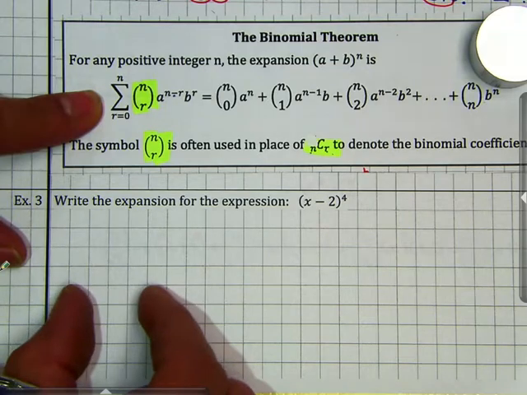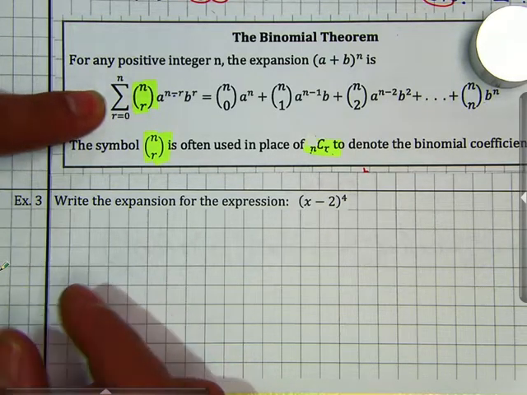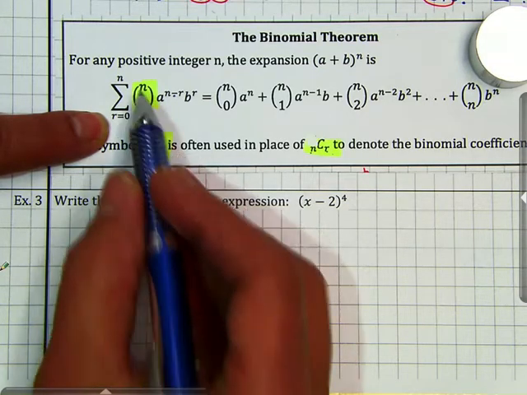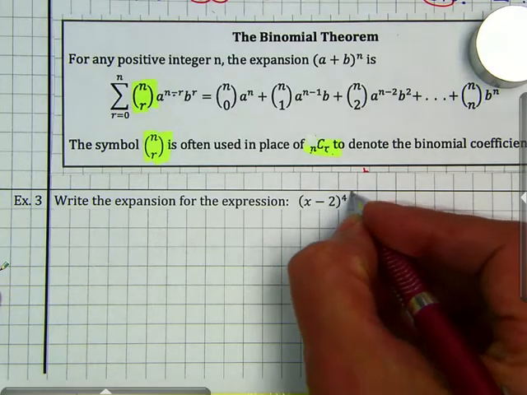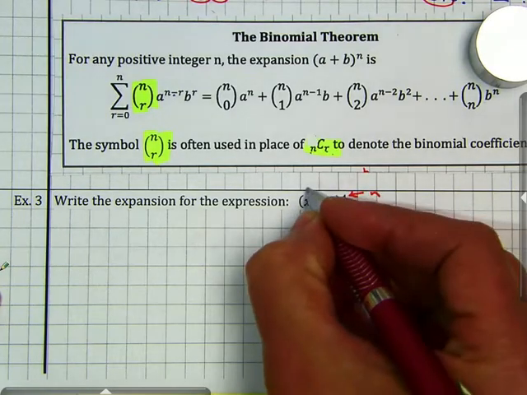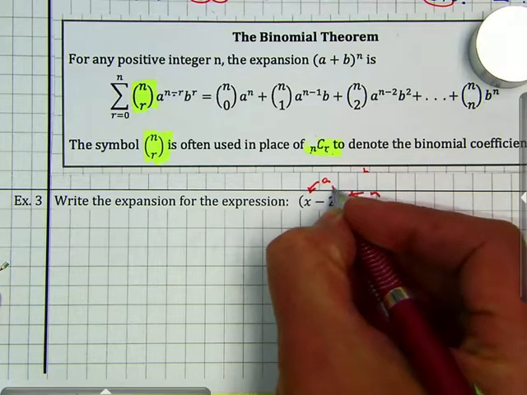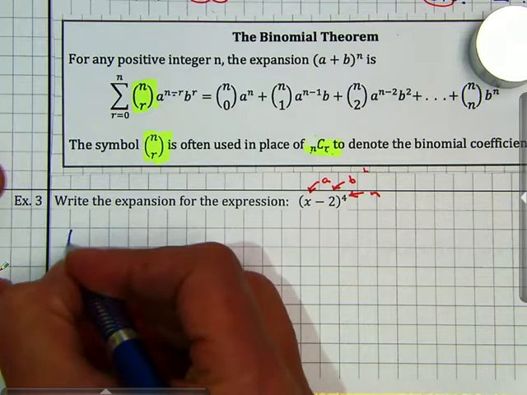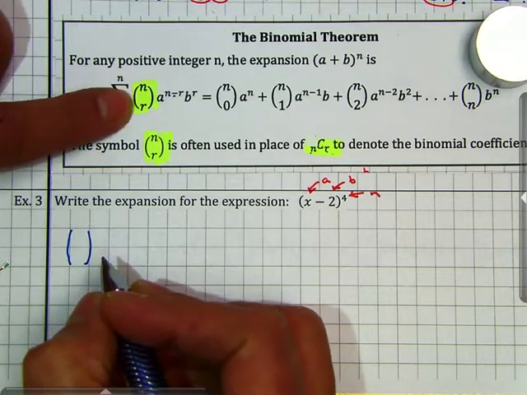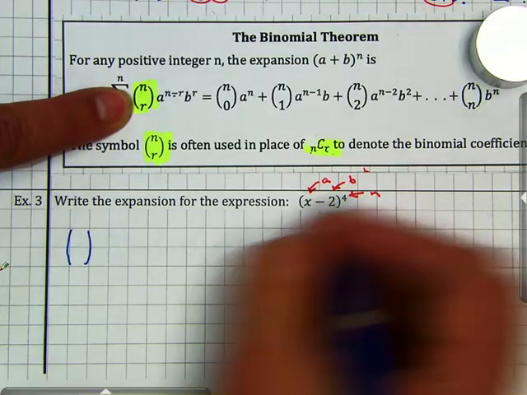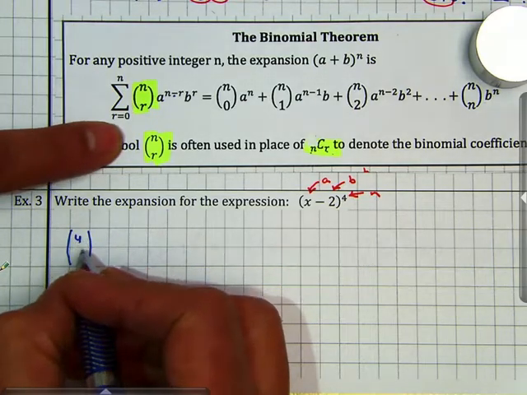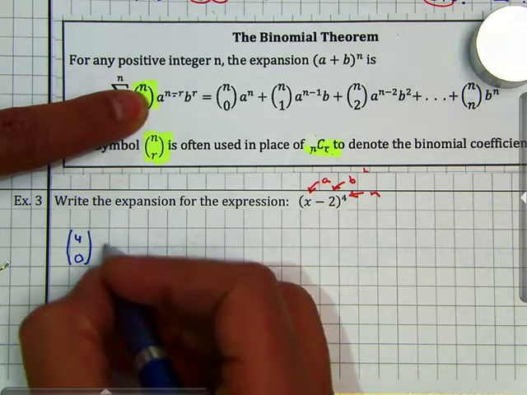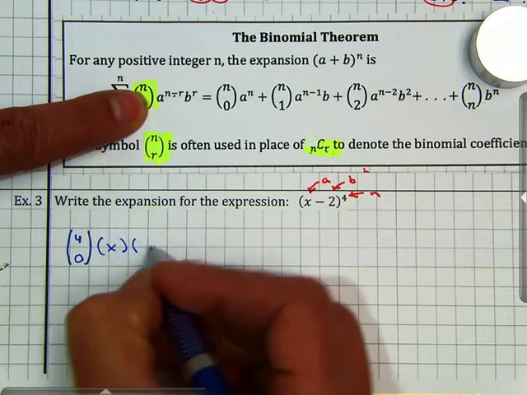I'm going to start all the way on the left, so I have enough space. First, it tells me that I'm going to start with 0. So the first number I'm going to plug in is 0. It'll be n, where n is your 4, a will be your x, and b will be your negative 2. So first, n choose r. n is 4, and the first number that we need to plug in for r is 0. I'm going to place my a and my b. My a will be x, and my b will be negative 2.